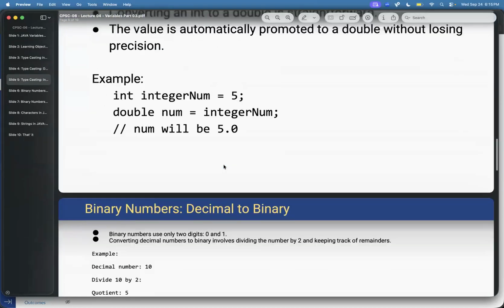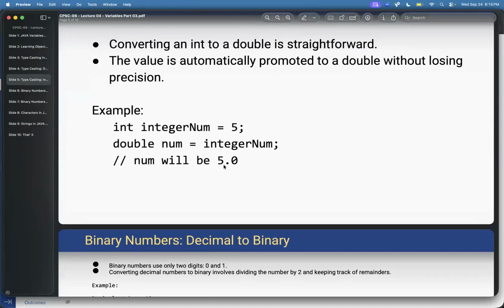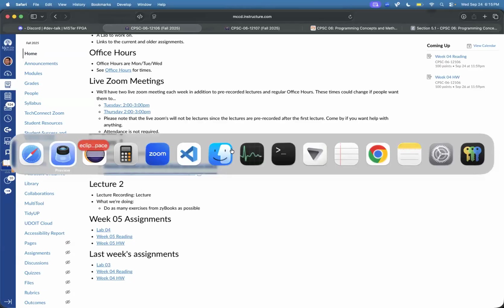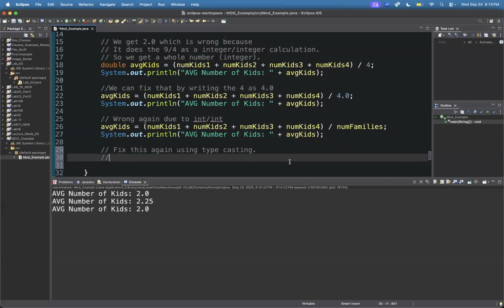I don't actually see a good example there, so I'll just show you in Eclipse. What you could do is this. If you want to treat the top or the bottom as a double, you just put parentheses and then write double like that, and you'll see that it color codes it.